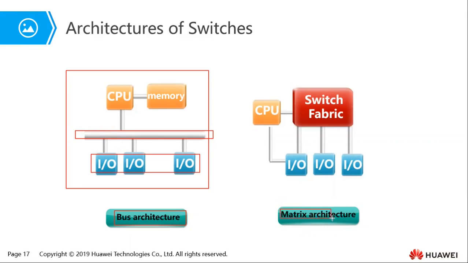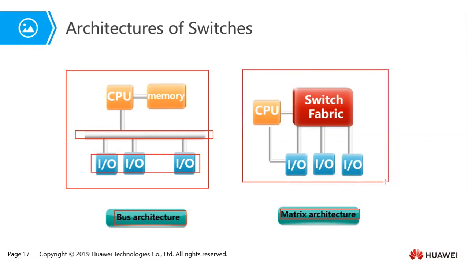Now, current switches nowadays use what we call the switch fabric, which is called the matrix architecture. Here, interfaces are connected using dedicated lines to the switch fabric, and therefore they are able to access the CPU and the memory independently, and thereby they can simultaneously exchange data on multiple ports.